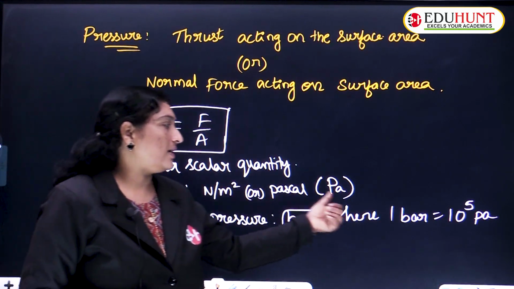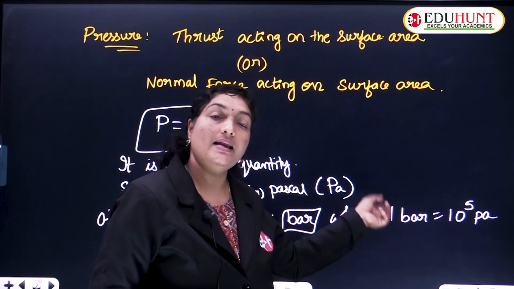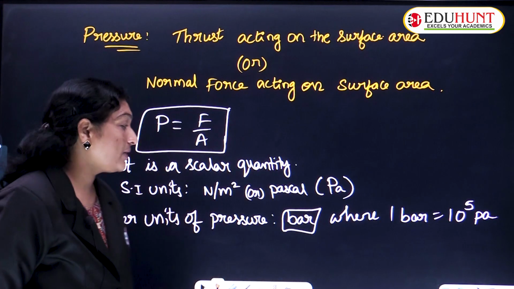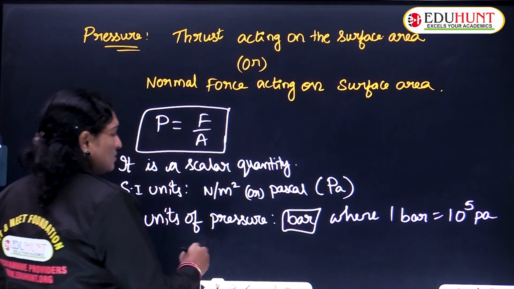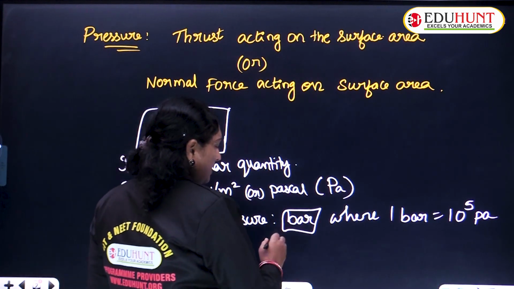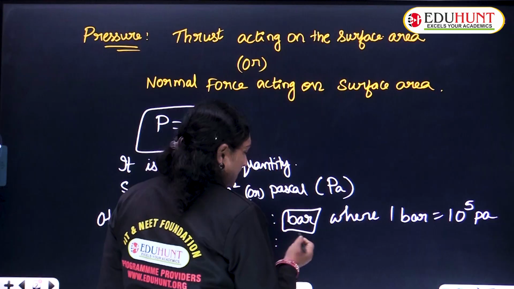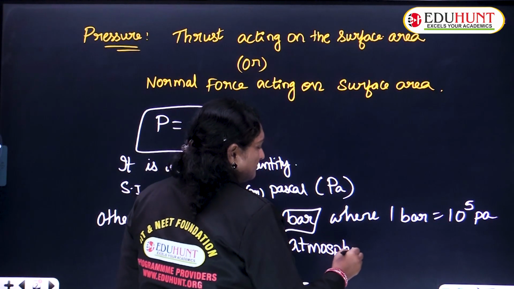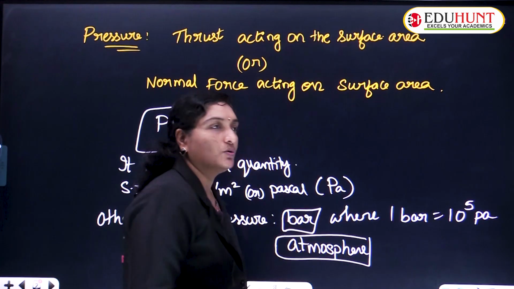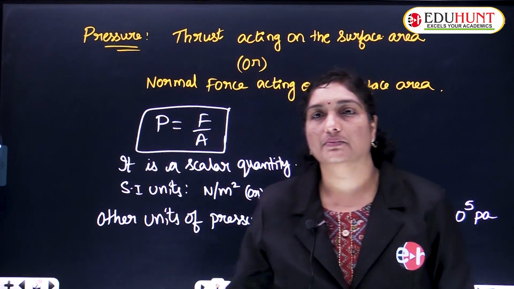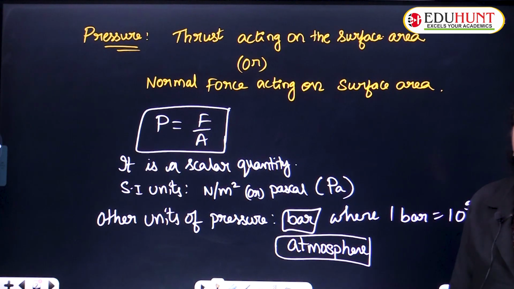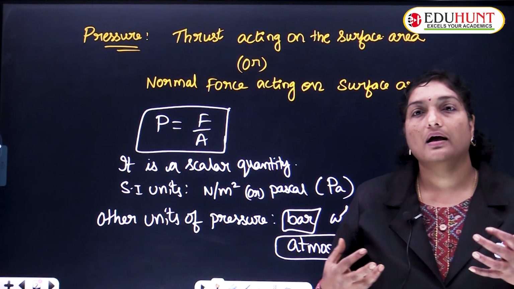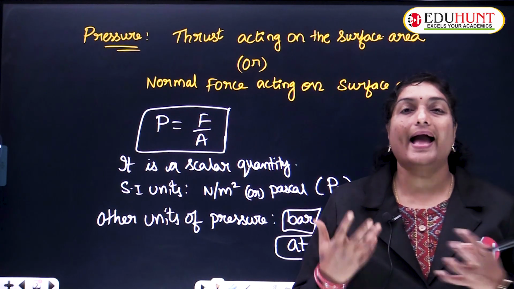Bar is another unit of pressure, where 1 bar is equal to 10 power 5 Pascal. Also you have one more unit of pressure, and this is 1 atm. Bar and atm. Atm full form is atmosphere. So these are the different units of pressure. Got it, children?